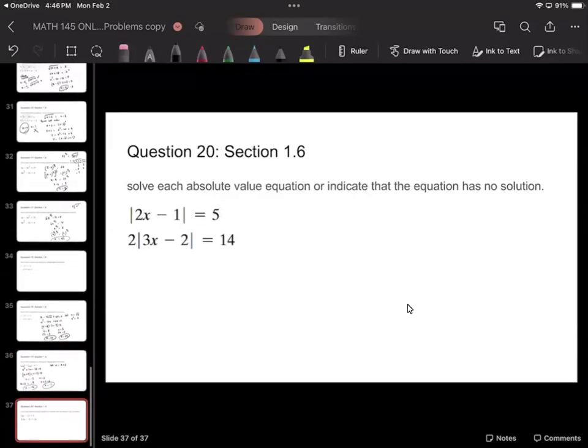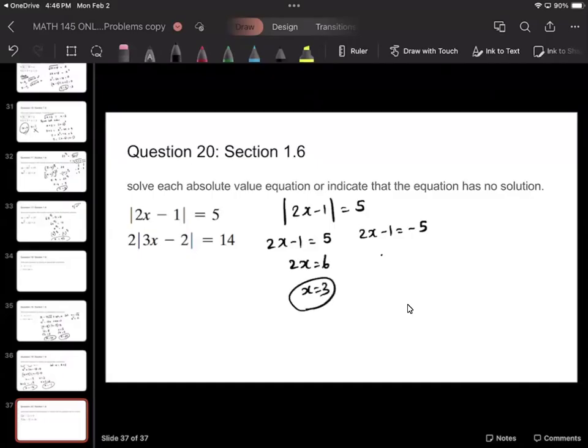Okay. So here, absolute value of 2x minus 1 is 5, which means that 2x minus 1 can be 5 or 2x minus 1 can be negative 5, right? Because either one, when you take the absolute value, it's going to give you positive 5. You solve this, 2x is 6, x equals 3 is one solution, 2x is negative 4, x equals negative 2 is the other solution.